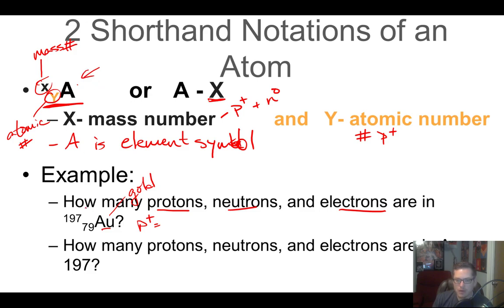The Y value here is 79, and that is our atomic number, so the number of protons is simply equal to 79. We also know that the number of protons and the number of electrons have to equal each other, so that also has to be 79.